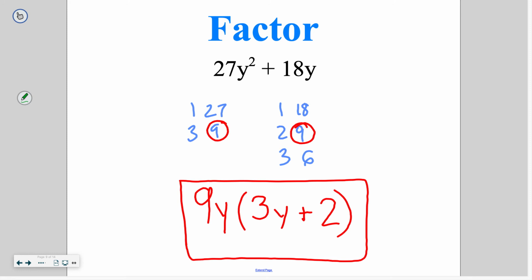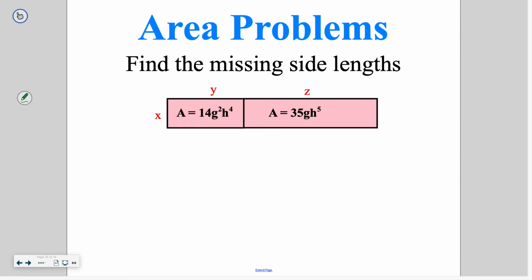Line up your factors. You find that the GCF number is 9. You can take a y out of each one, and you end up with 9y(3y + 2). We're going to apply this idea to a couple different area problems. So we're looking for the missing side lengths of these rectangles.